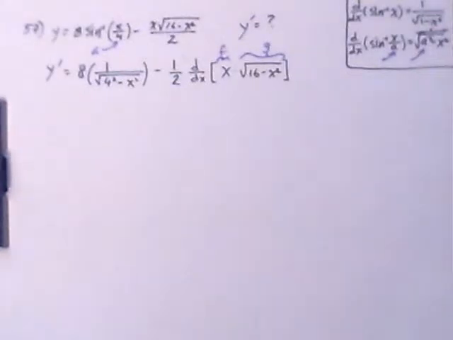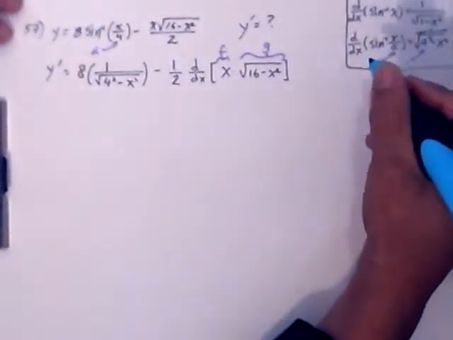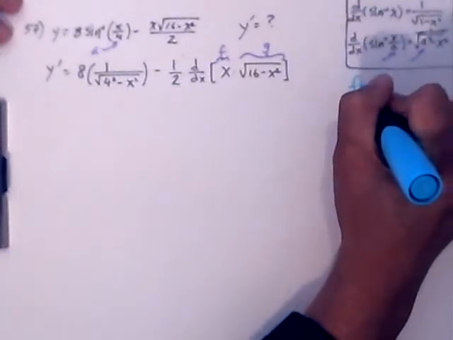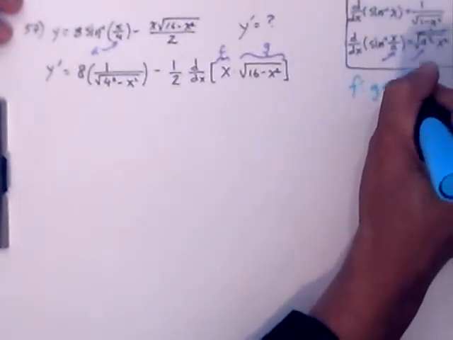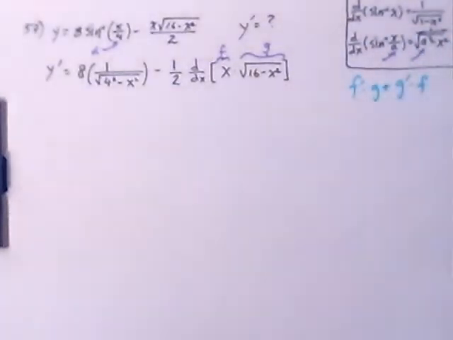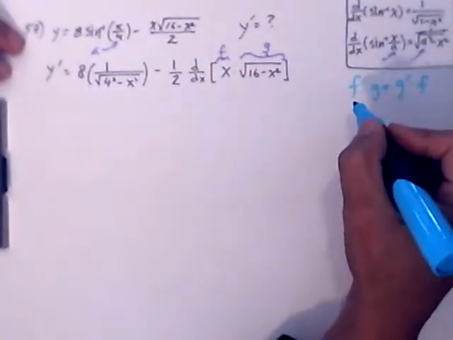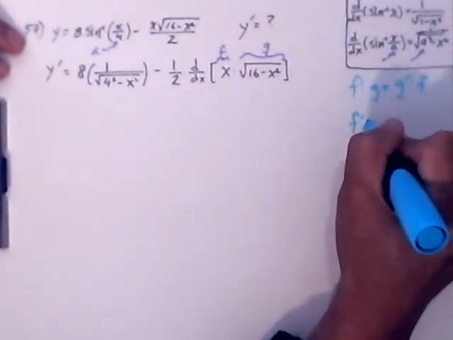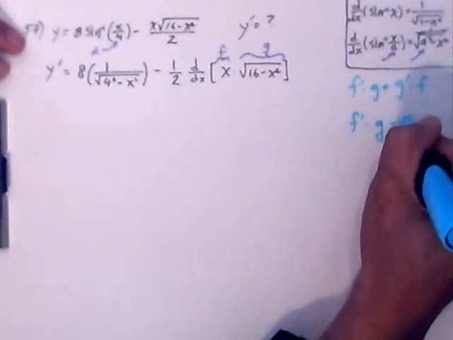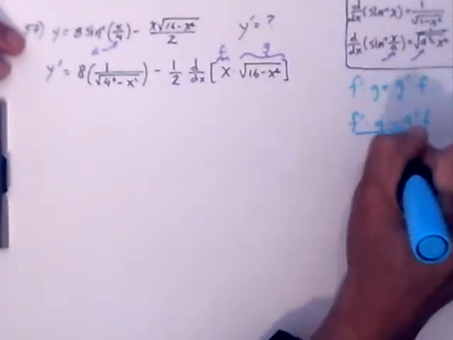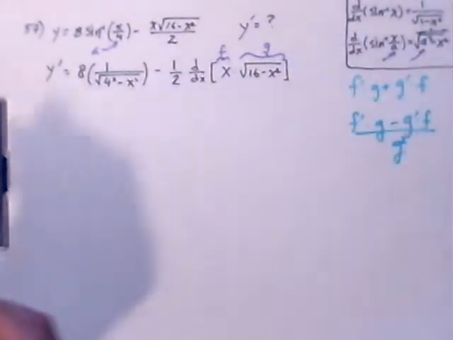It's very similar to other teachers. I've seen some YouTube teachers that use similar to mine. The book does it quite differently. But if you memorize it this way, f prime times g plus g prime times f, it'll be a little bit easier in the long run. The reason why I say this is if I use the quotient rule, it's going to be f prime times g minus g prime times f all over g squared.